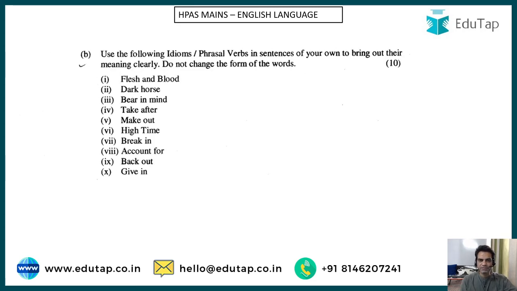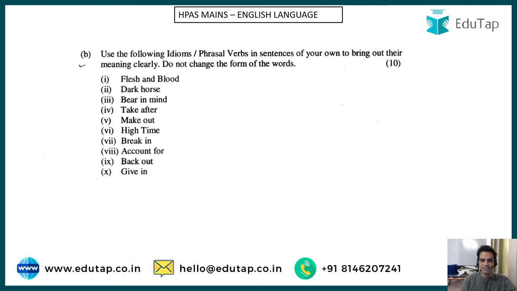The first 10 marks were for using the words to frame sentences, and then there were idioms and phrases. You were given 10 idioms and phrases. For example, flesh and blood, dark horse, an underdog. Bear in mind, take after, to follow someone, make out. High time, it is the right time or the last time. Break in is to go into or enter someone's house to steal something. Account for, to be responsible. Back out, to stop doing something or to give up a prospect. Give in is to surrender. So these are very subtle idioms and phrases.